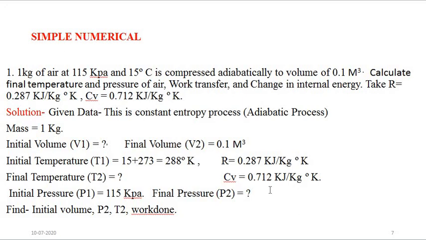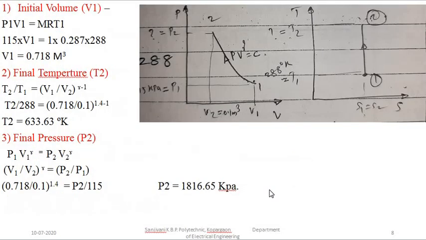Our gamma value is given to you in the problem itself, that is 1.4. So putting the value of gamma, that is 1.4, we are getting temperature T2 equal to 633.63 degree Kelvin.